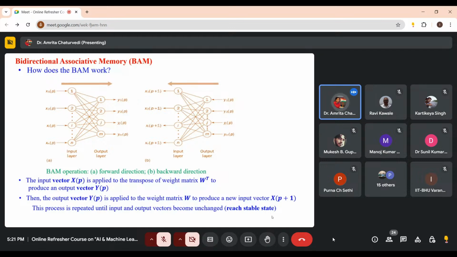So you see that it works in both the directions. You can give the input towards the X side and obtain the output at the Y layer, and again give the output at the Y layer and get the input at the X layer, right? So this process is repeated till you get the input and output vectors unchanged, right? So you reach a stable state.